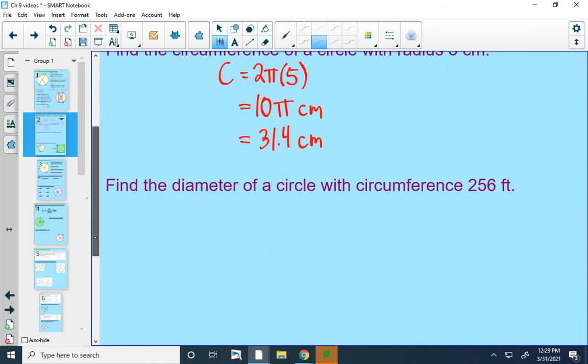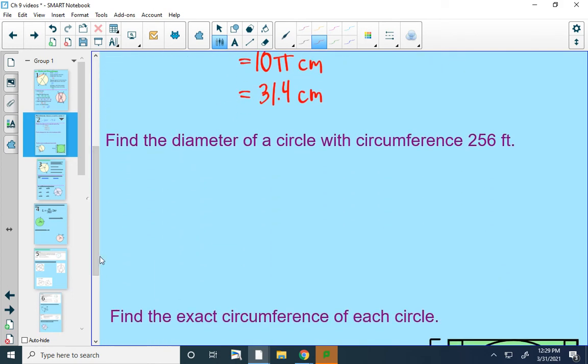In the next question, we want to find the diameter of a circle with a circumference of 256. So figure out which version of the formula you want. Since we're talking about diameter here, I probably want to know that circumference equals pi d. Let's plug in what we know. The circumference is 256 feet. The diameter is what we're trying to find. And pi is just a number. So I'm going to divide by pi on each side to get the diameter all by itself.